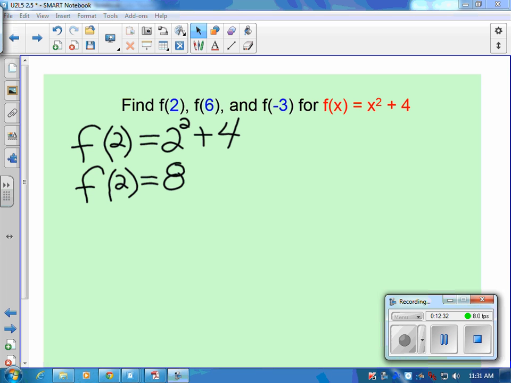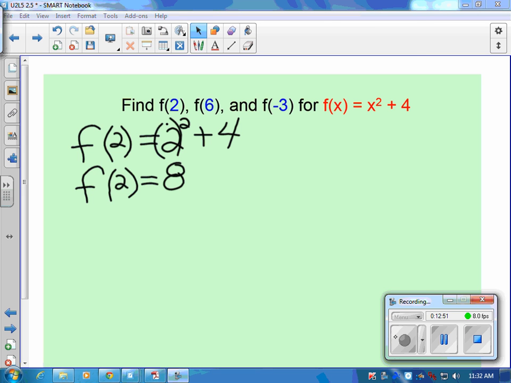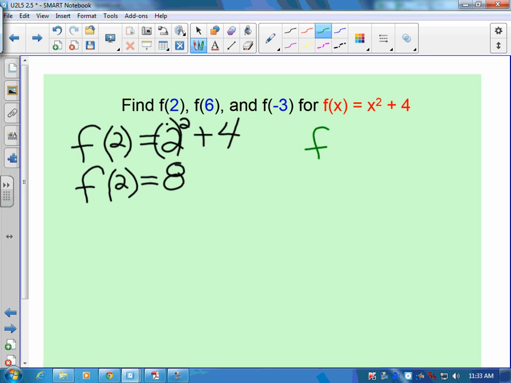The only thing I'm going to recommend about this first one is that we use parentheses. It's not nearly as important as this one, but it will be later on. So make sure you are showing, I'm taking this value of 2 and I'm squaring it. I put 2 into my function, so use those parentheses as you are working on these. I should see on your paper f of 6 equals the value of 6 squared plus 4.